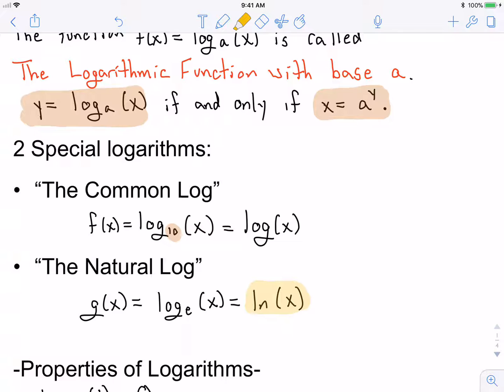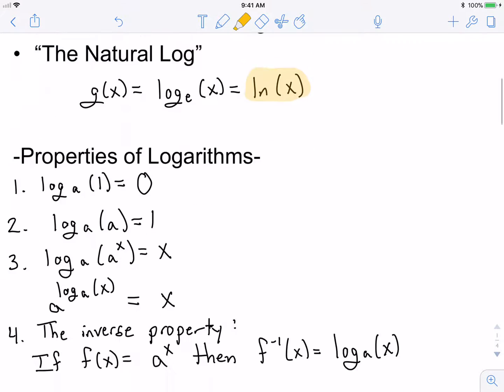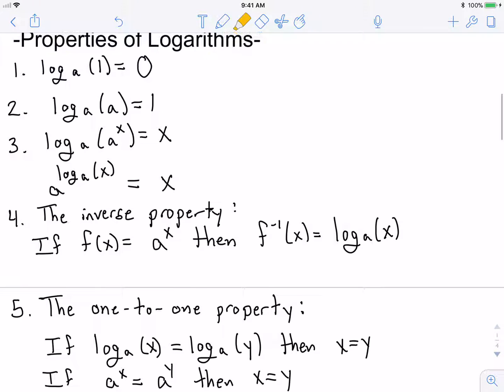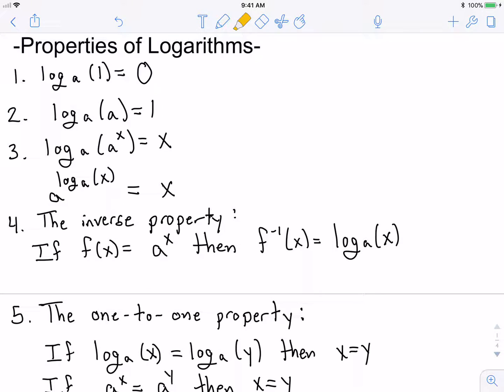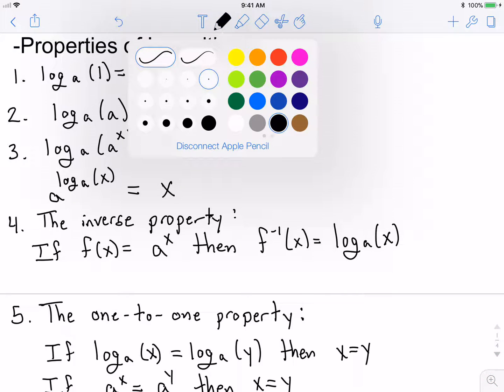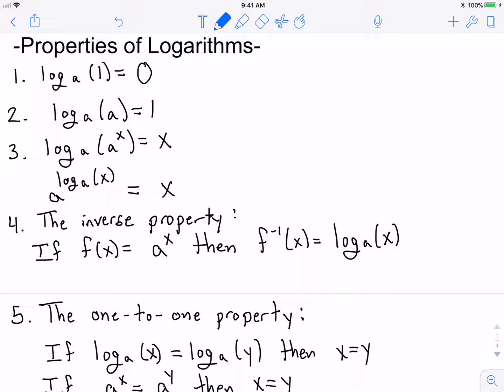Now before we look at graphs, let's look at a couple properties of logarithms, and we can see how these help us evaluate any log and some nice relationships with exponentials in general. The first property says that log base a of 1 is equal to 0. This is true because if we undo the log, what this says is that 1 is equal to a to the power 0, which is always the case. Any number to the power 0 is always 1.